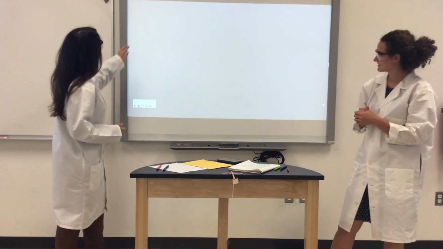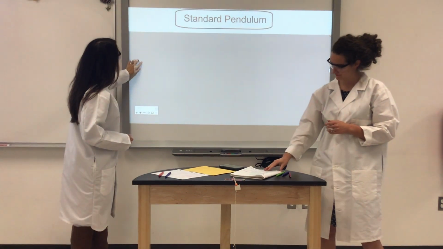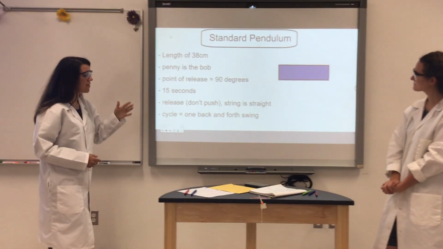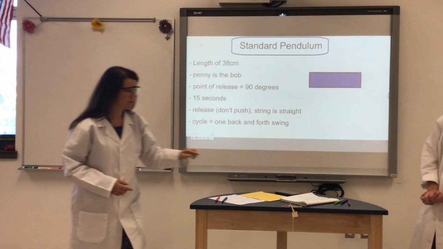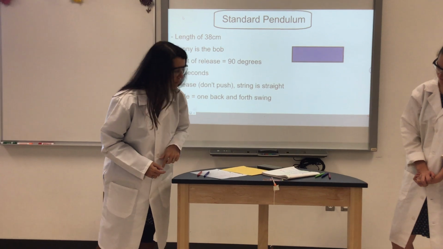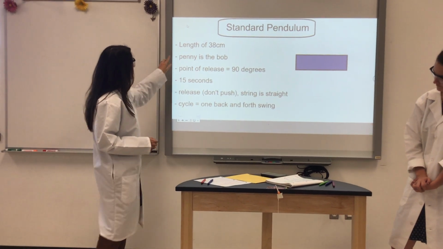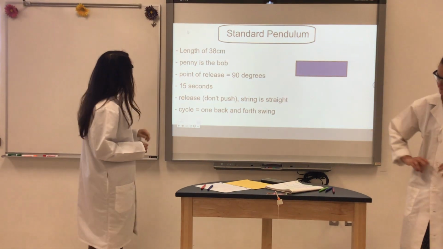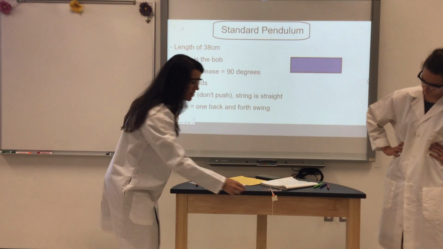Well, I've actually thought about it, and the standard that we're going to use for this pendulum is as follows. We're going to have a length of 38 centimeters. So if I measure from the fixed point at the top the whole way down to the bottom of my bob, I have a distance of 38 centimeters. The bob at the end is going to be a penny. Our point of release is going to be 90 degrees.